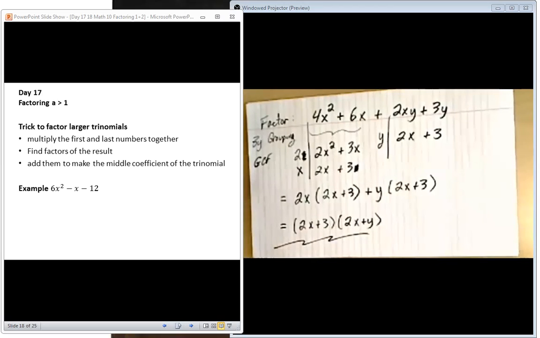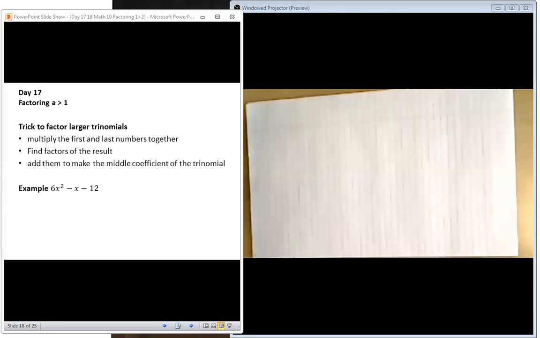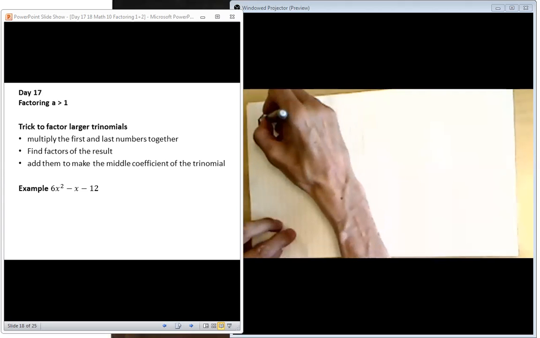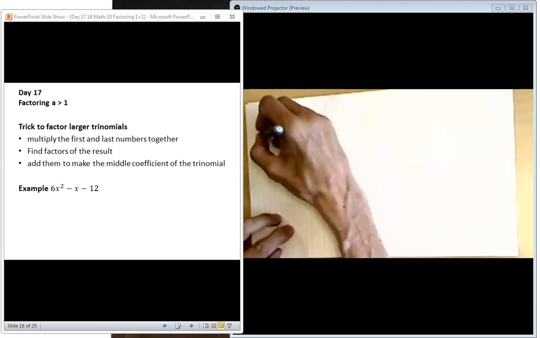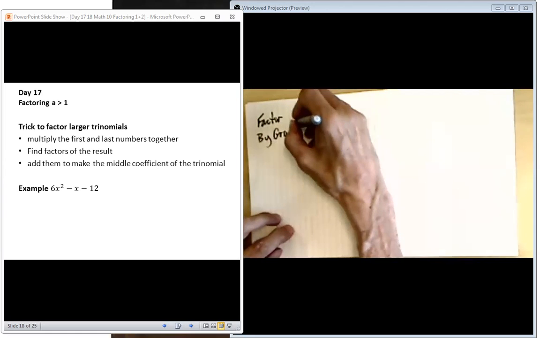Okay, so this is factoring by grouping, right? That big worksheet the other day. Should we try another one of these? We'll try one more, and then get on to the new stuff. Okay, so here we got, factor by grouping. Well, how do you know to factor by grouping? There's a signal, something special to look for.